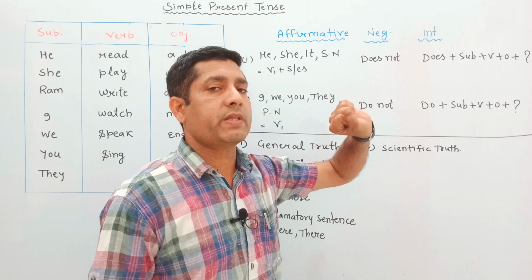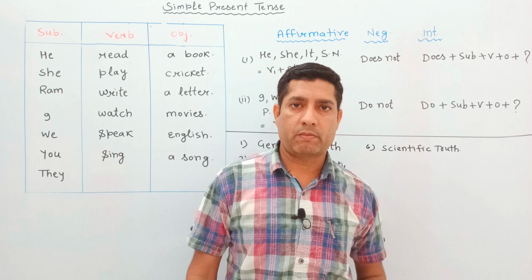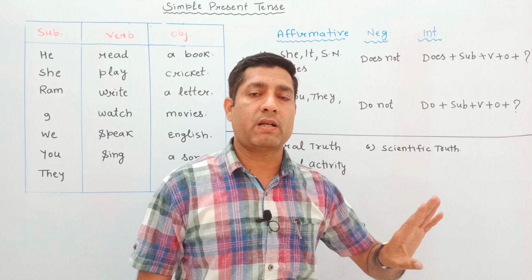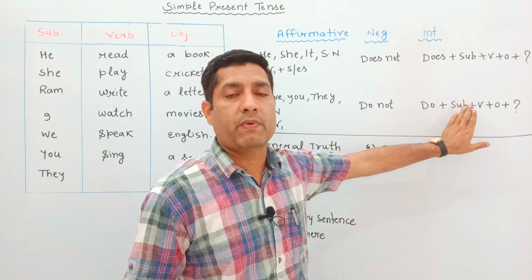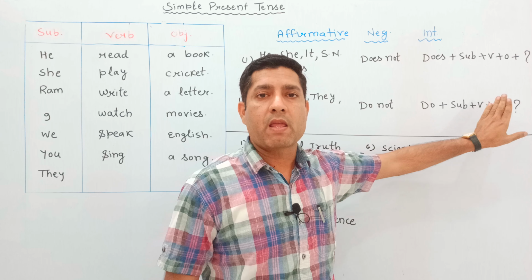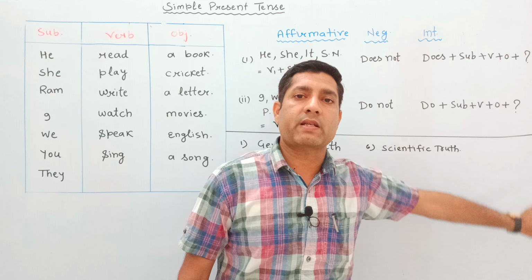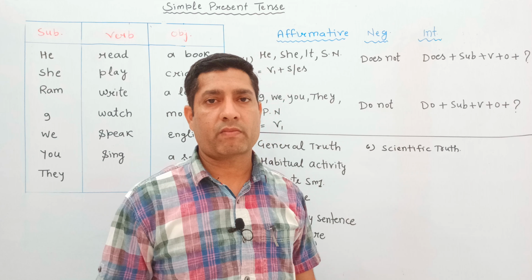And in an interrogative sentence, the helping verb do or does comes before the subject, and after the subject we use the verb, then the object, and then the sign of interrogation.